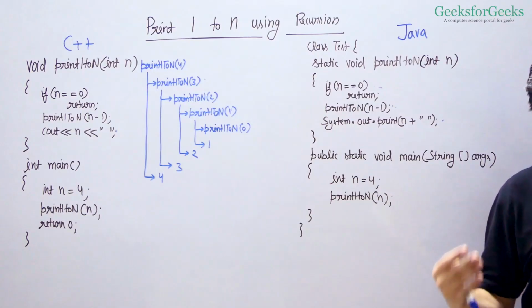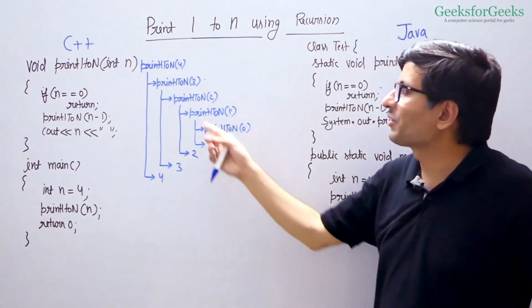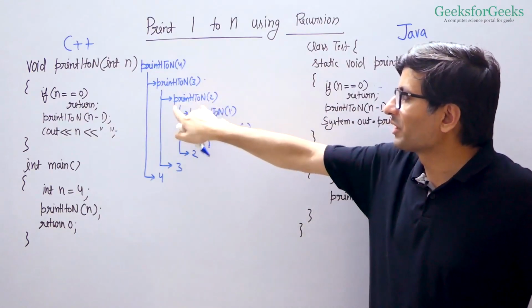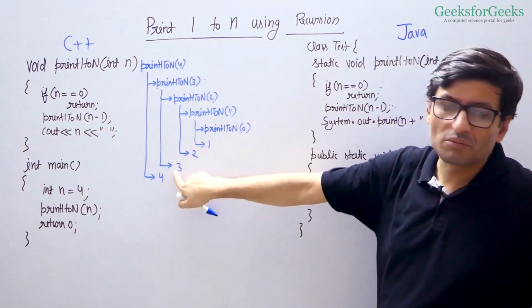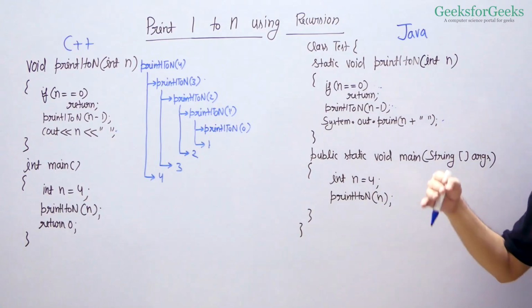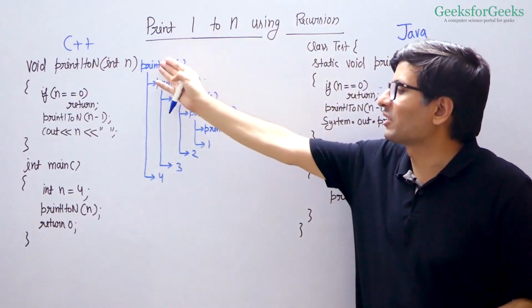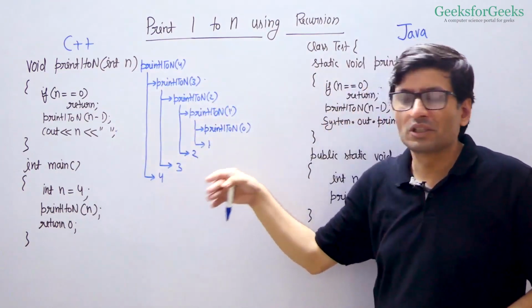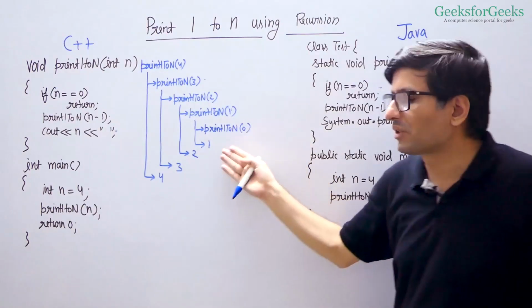Now the function call for parameter 3 is going to resume the execution because this call is over. So it's going to print 3. And then the function call for 3 is also over. The function call for 4 is going to resume its control from this line and it's going to print 4. So this is how you get the output as 1, 2, 3, 4.